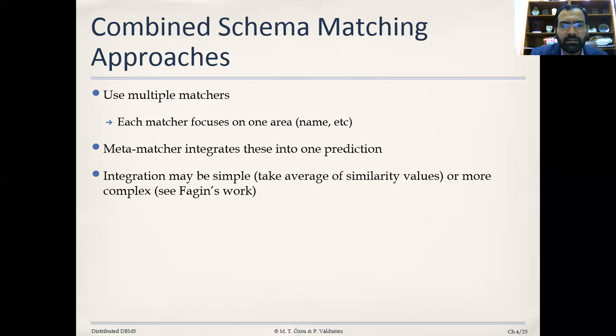So obviously then you can integrate these two things: take the average of the similarity values, or something more complex, or you can see the Fagin work. Fagin also described the way how we can integrate two components or two elements when we have the similarity values with ourselves.